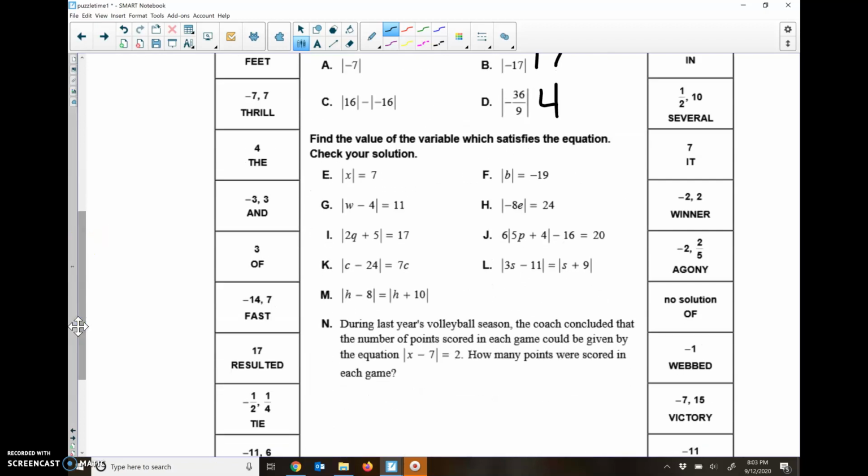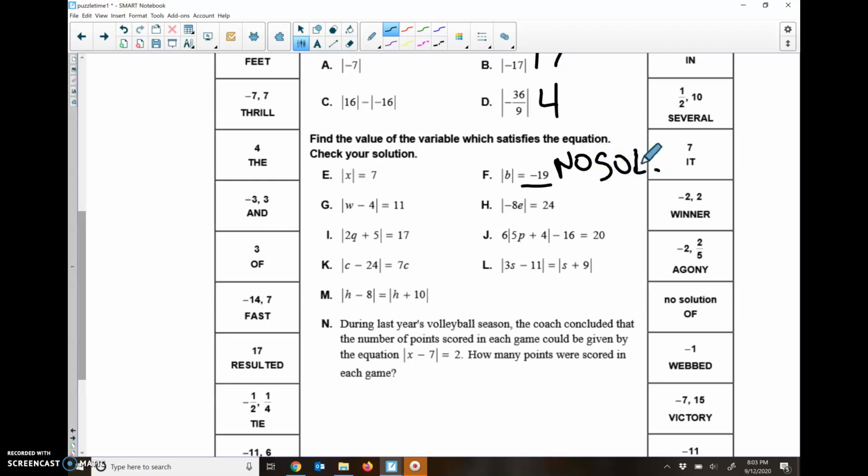All right, we go down to F here. So absolute value of b equals negative 19. Well, I see a problem here because we can't have the absolute value of something equaling a negative. So that's going to be a no solution right there because it can't be a negative.